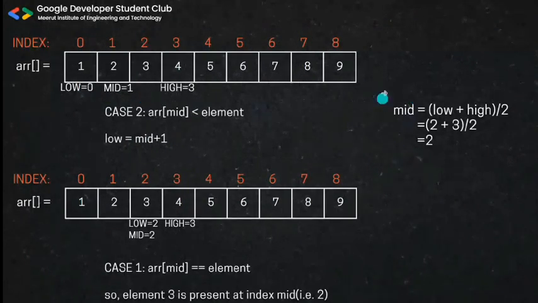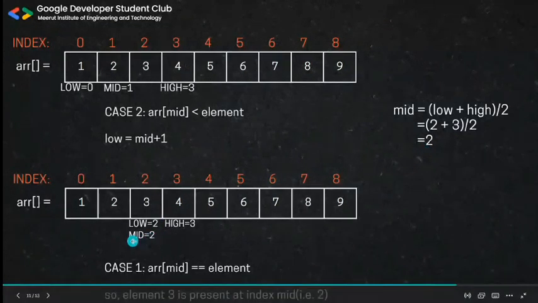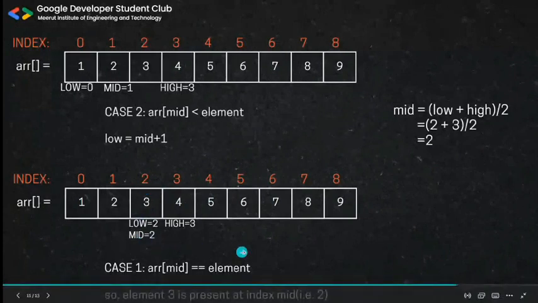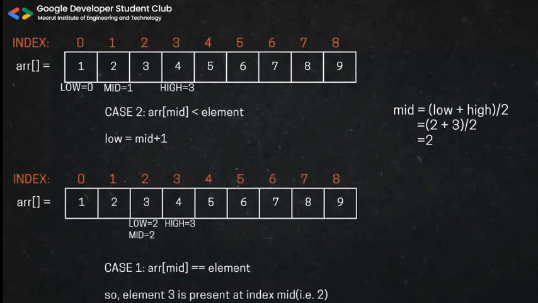Again we have to calculate the value of mid. Mid is low plus high, so 2 plus 3 divided by 2, which is 2. So we have low equal to 2 and mid as well. Mid also equals 2. You can see over here, now this is the ideal case. You can see at mid the value is 3. So we have found our element. This is case number 1. So we can say that element 3 is present at mid index, that is 2. So we can just return this index 2, where we have found our element.